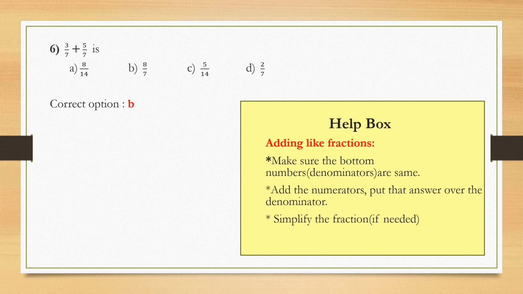Alright, first we'll go to all the options. 8 upon 14, 8 upon 7, 5 upon 14, and 2 upon 7. So B is your correct option. This is something very easy.